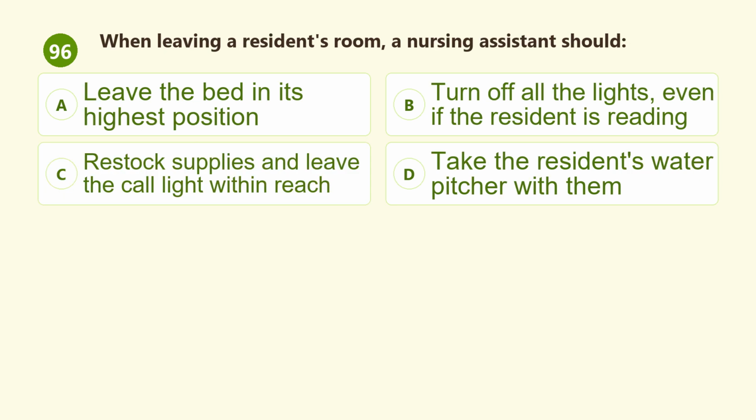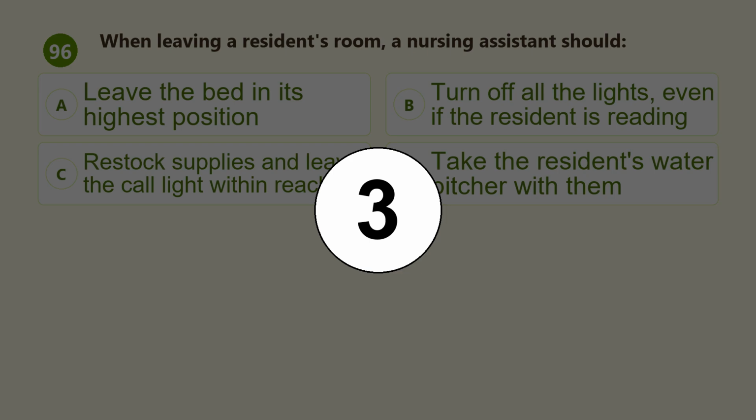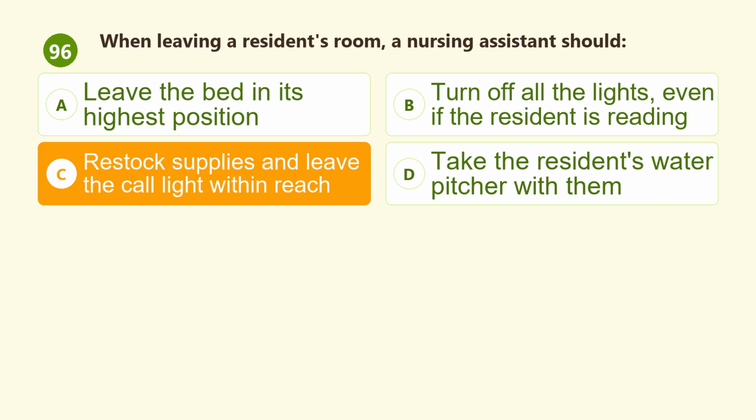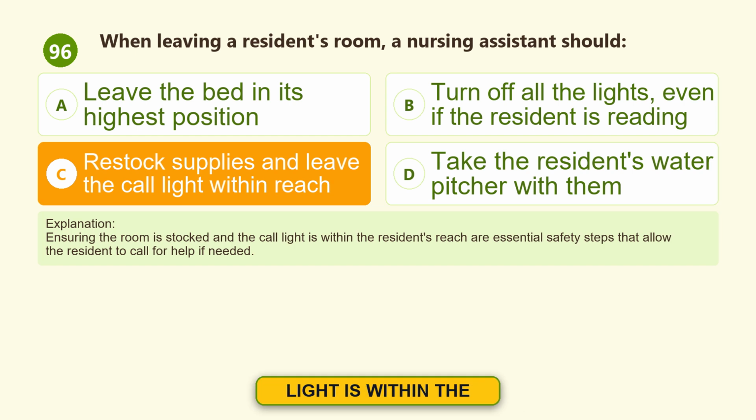Question 96. When leaving a resident's room, a nursing assistant should: Option A, leave the bed in its highest position. Option B, turn off all the lights, even if the resident is reading. Option C, restock supplies and leave the call light within reach. Option D, take the resident's water pitcher with them. The correct answer is option C, restock supplies and leave the call light within reach. Ensuring the room is stocked and the call light is within the resident's reach are essential safety steps that allow the resident to call for help if needed.